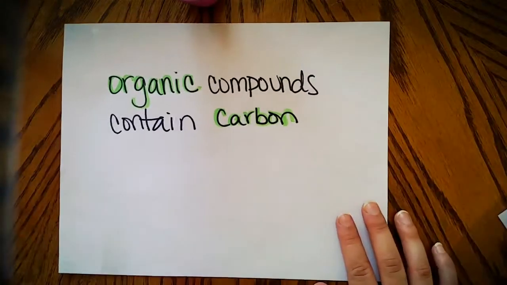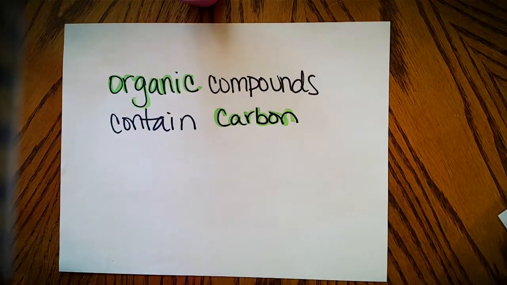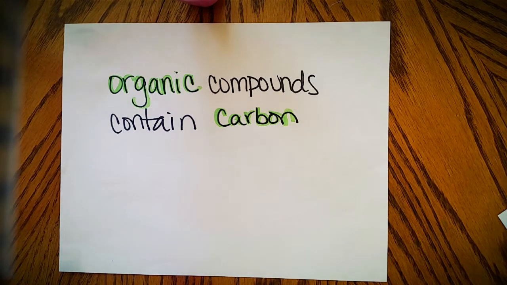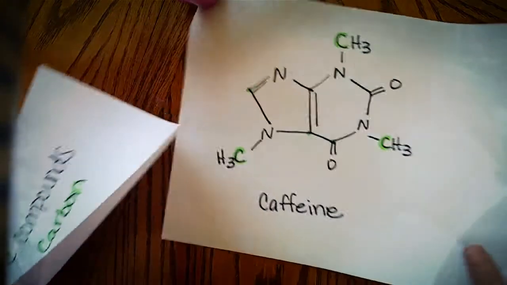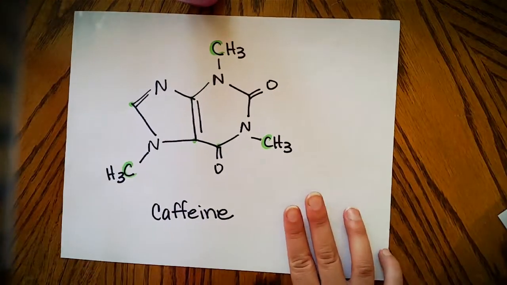So the first thing that you need to know is what the heck is an organic compound. An organic compound is simply a compound that contains carbon. If it's a compound, it has carbon in it, it's organic. Simple as that. There are a lot of different types of organic compounds. One example would be caffeine. You can see a picture of that here.